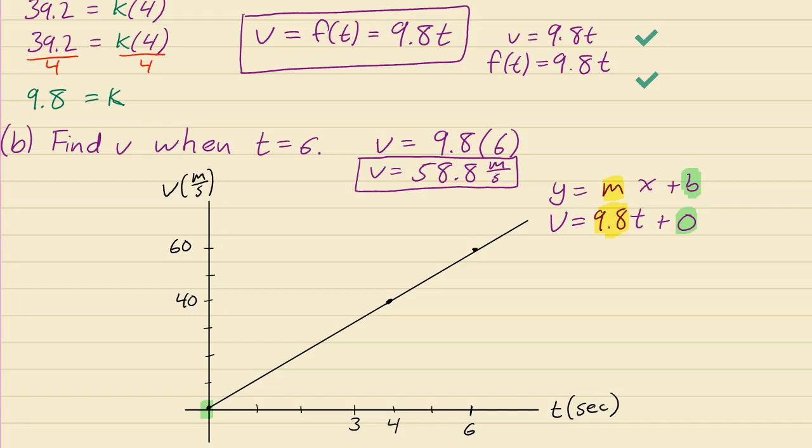And that's true about direct variation situations in general. They're always going to be a line through the point (0, 0), and the slope is just the same thing as the constant of variation.